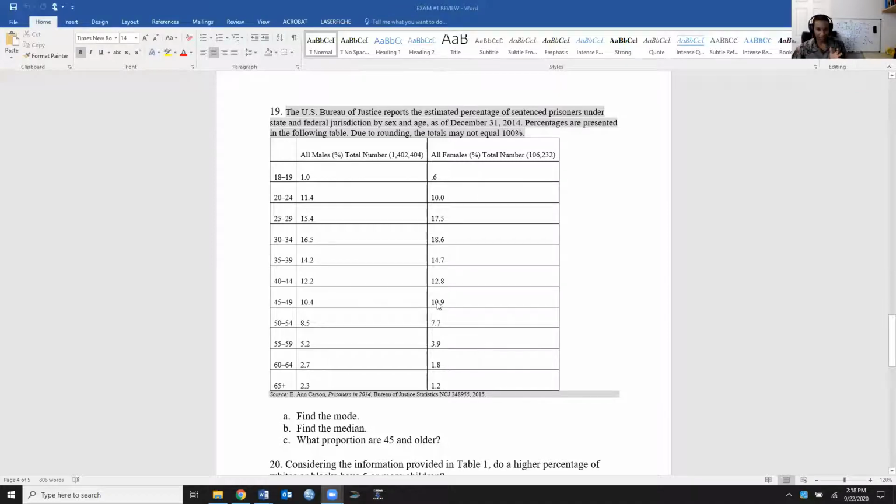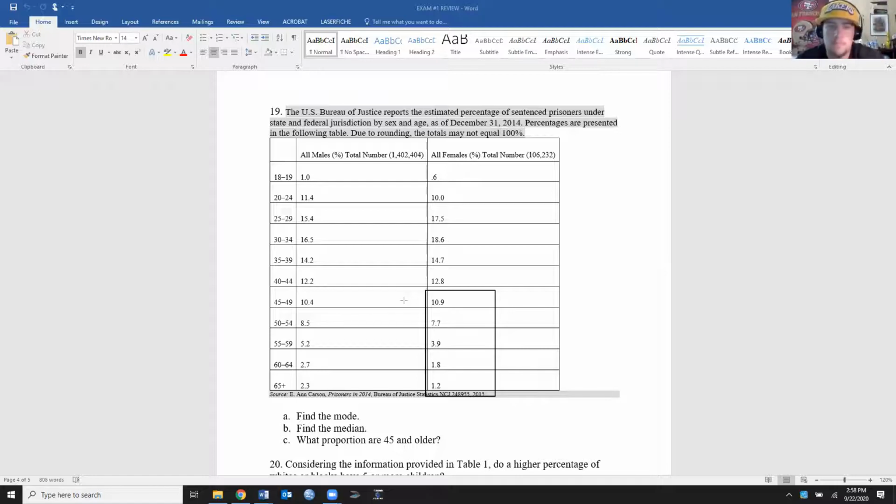So if I'm trying to find 45 and older, I would take these percentages here and add them up, because that's everybody who's 45 and older. Does that make sense? So I just add those together, and I would get 25.5%, which if I'm converting that to a proportion, I'm just going to divide by 100. It's going to be 0.255. Does that make sense, everybody?